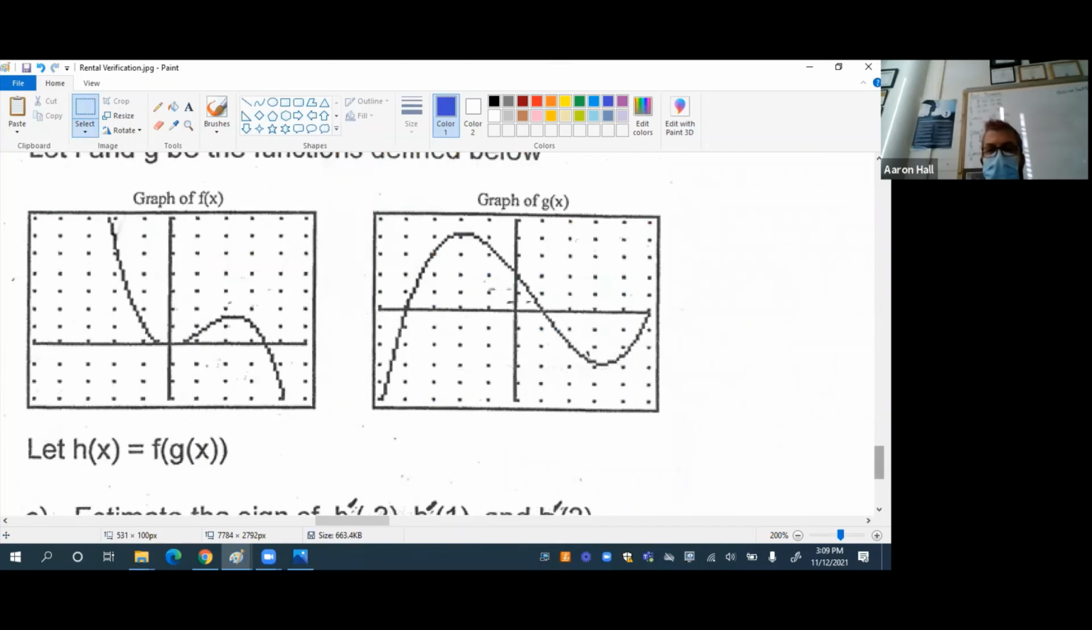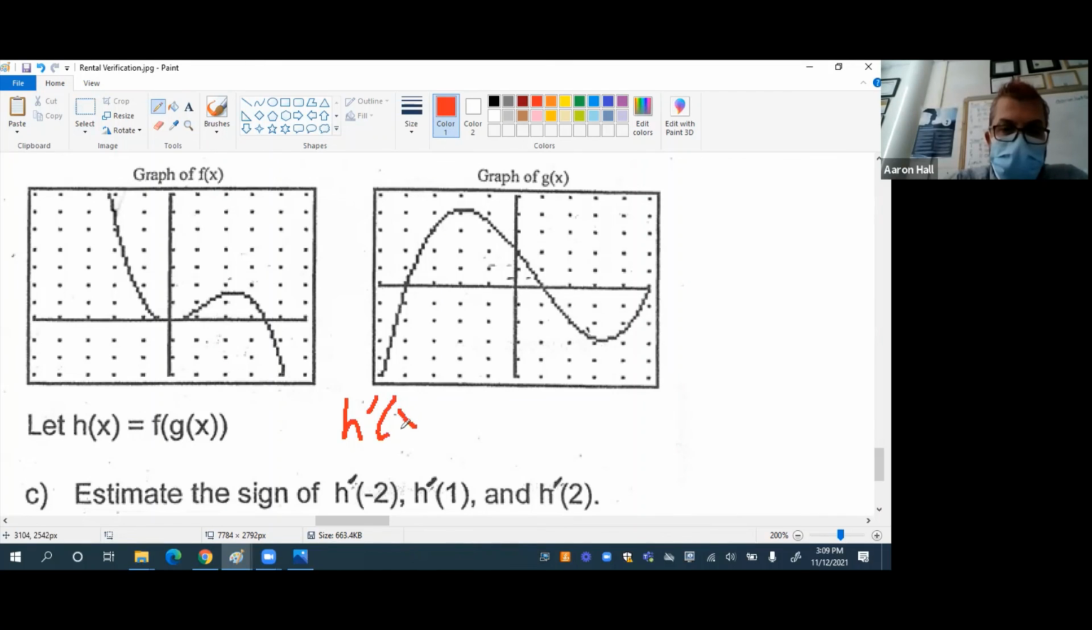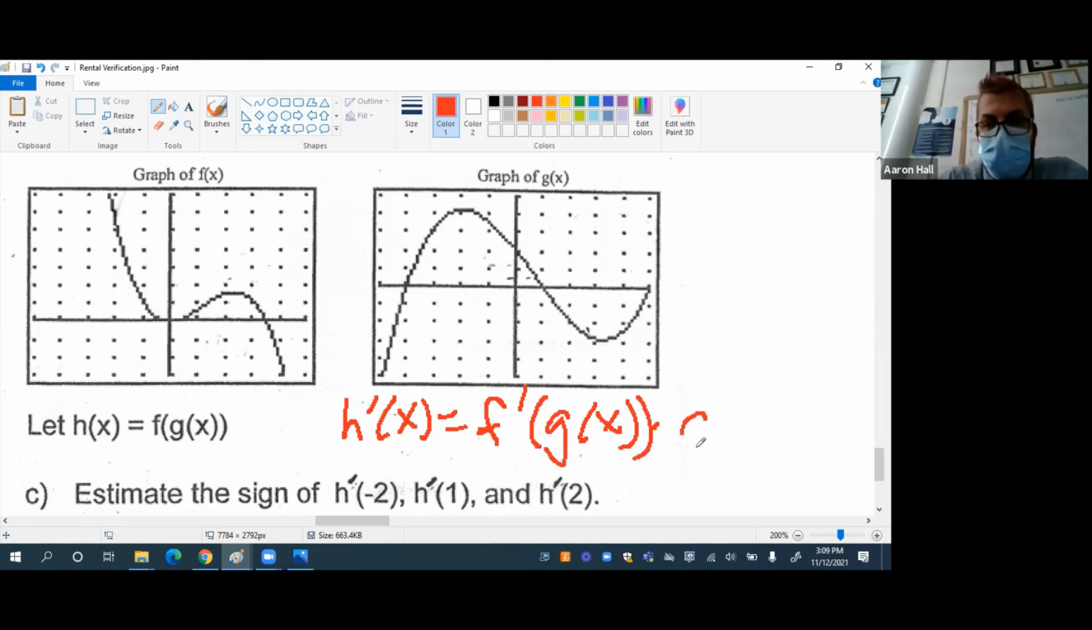Okay. Do you want some think time? Or do you want me to do one of these together? Do one together. All right. So we need to know if our h of x is f of g of x, then h prime of x is what? How do we take the derivative using the chain rule? F prime of g of x times g prime of x.